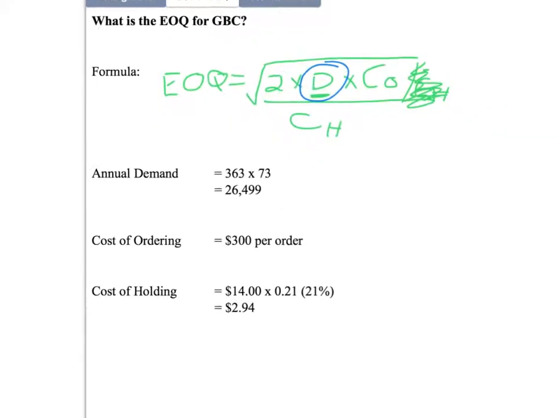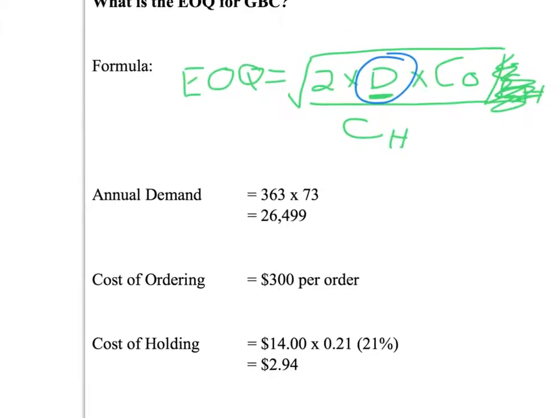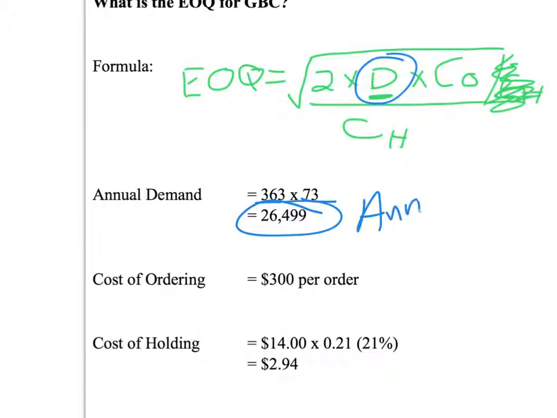All right, so here's the data that we need. I've done a little bit of the homework already for you. For annual demand, Groot's is open for 363 days of the year. They close on New Year's and Christmas Day. We know that from the write-up. And on average, they sell 73 units a day. So their annual demand is just under 26,500. So 26,499 is going to be the annual demand.